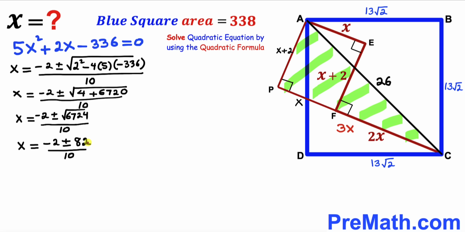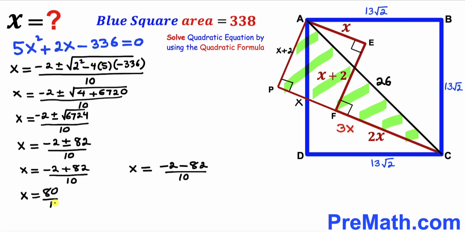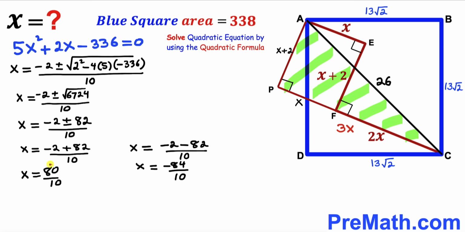And now I am going to split this into two signs, positive and negative, as you can see in this next step, one with a positive sign and one with a negative sign. So therefore, the first one is going to give us x equal to 80 divided by 10, and this one is going to give us x equals negative 84 divided by 10. And here we can see this reduces to simply 8. So therefore we are going to have x equals positive 8.